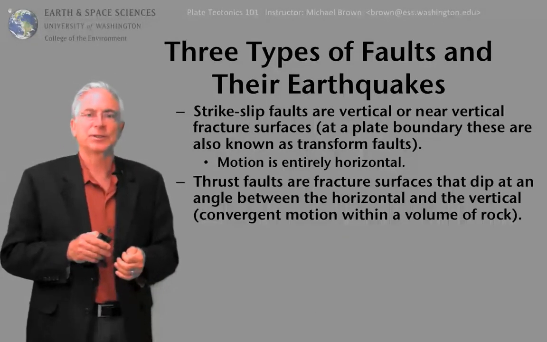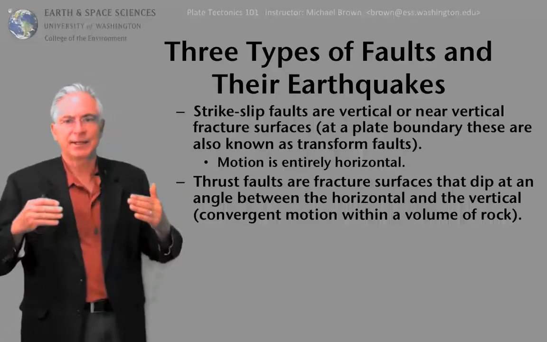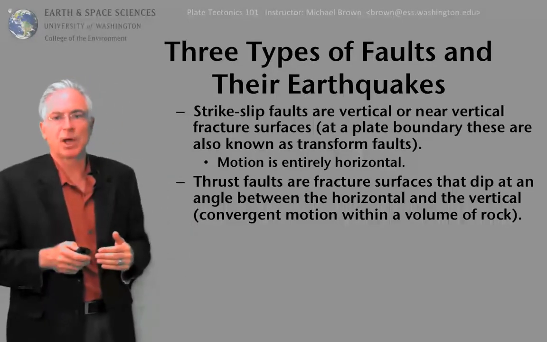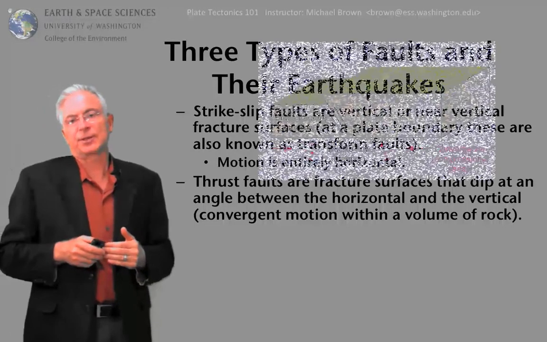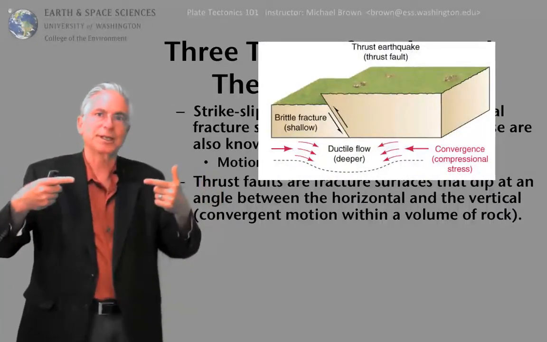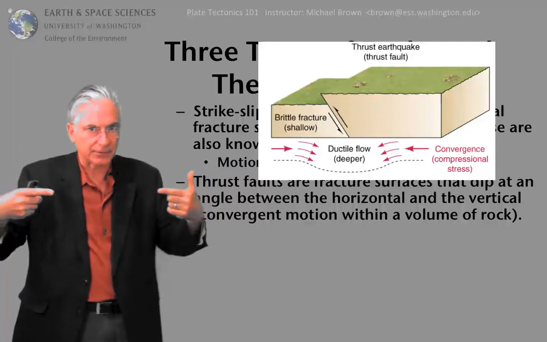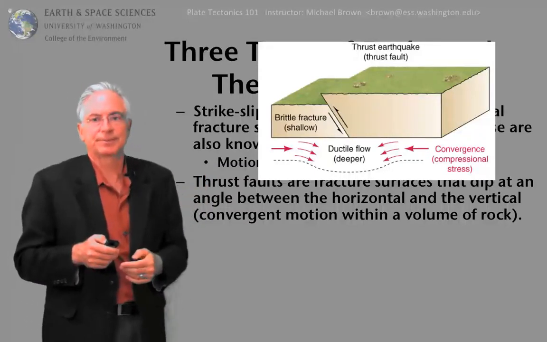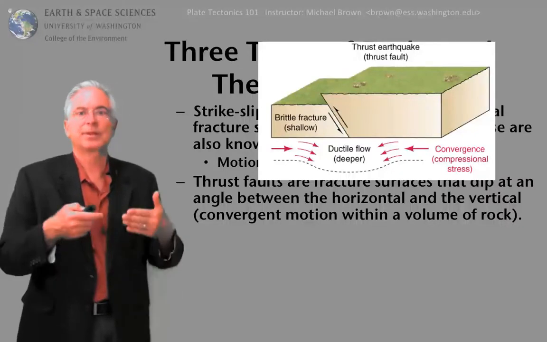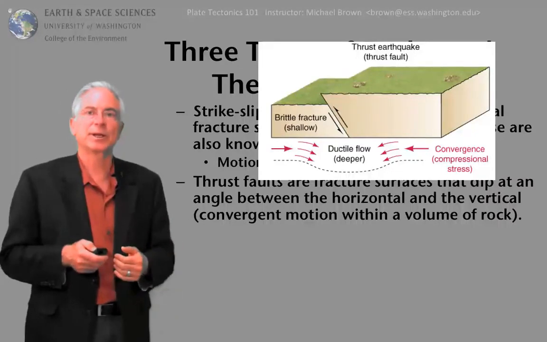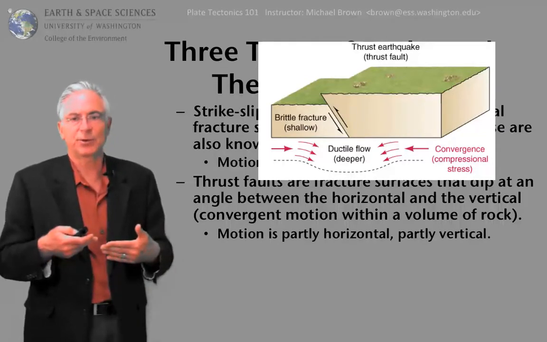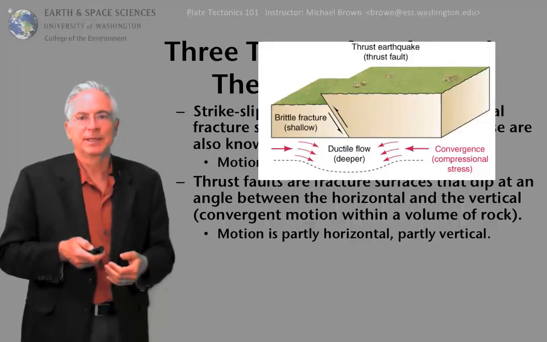Now, thrust faults involve shortening of the land, and one block of rock is thrust up over another block of rock. And so here's the picture. So if you are shortening the land, as in a convergent zone, you get thrust fault earthquakes. Ductile flow again at depth, and brittle failure in an earthquake near the surface. So the motion is partially horizontal, partially vertical.